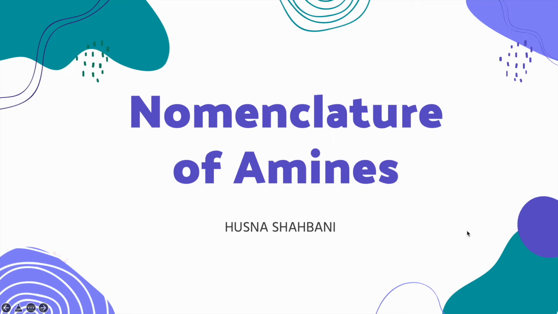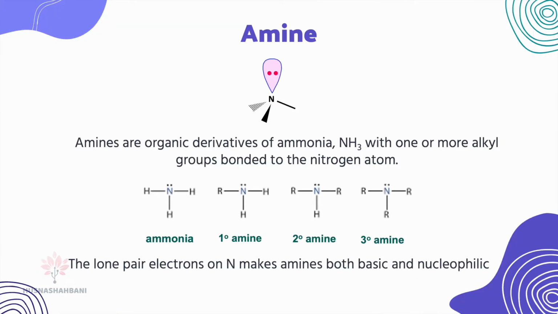Nomenclature of amines. Amines are organic derivatives of ammonia, NH3, with one or more alkyl groups bonded to the nitrogen atom. So this is ammonia, with nitrogen bonded to three hydrogens. One alkyl group makes a primary amine, two alkyl groups a secondary amine, and three alkyl groups with no hydrogen at all a tertiary amine.